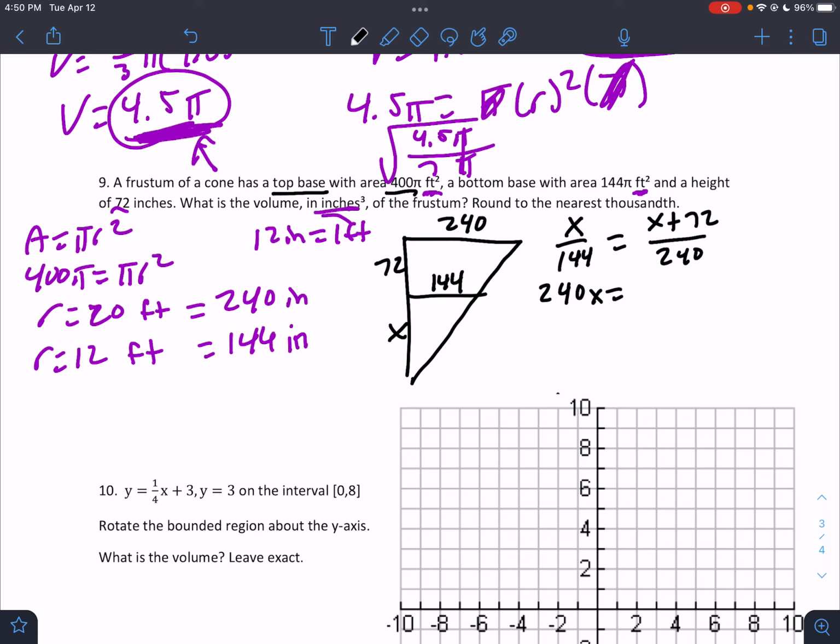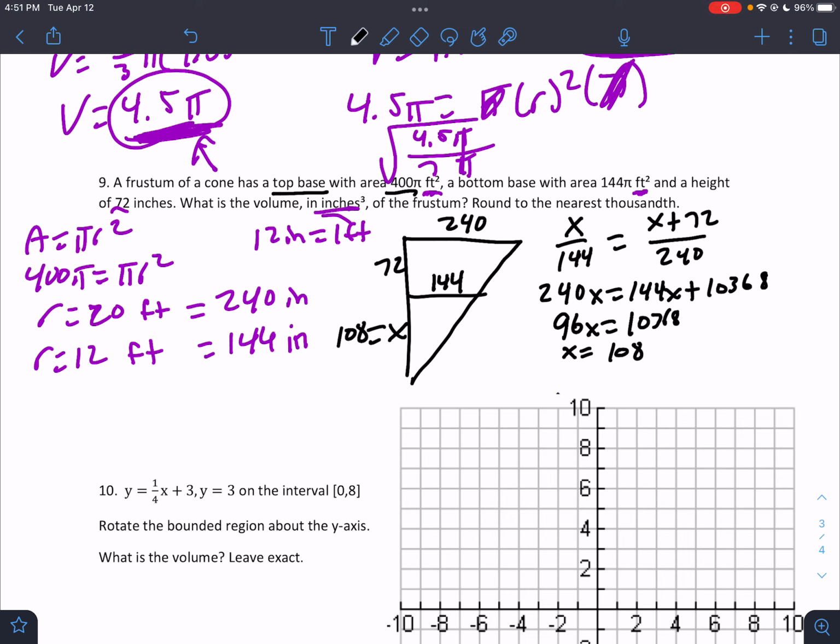So 240x equals 144 times (x plus 72). 72 times 144 would equal 10,368. So 240 minus 144, so 96x equals 10,368. So 10,368 divided by 96 is 108. Hey, I just made these problems up. I did not know that it would work out so nicely. So this is 108. So we got everything we need.